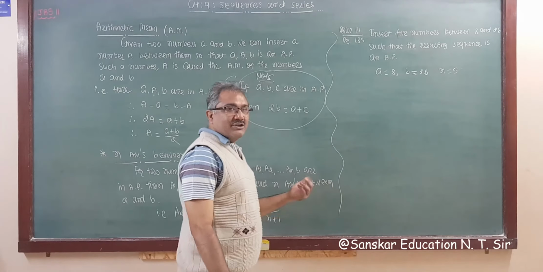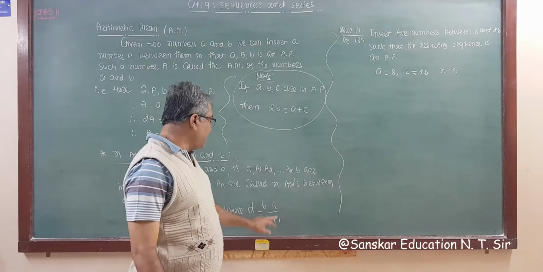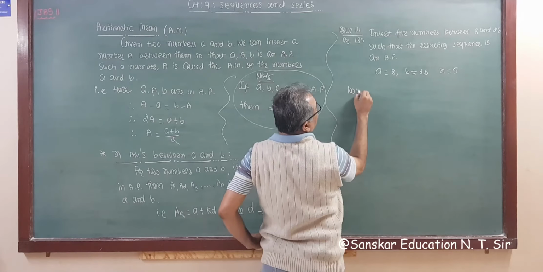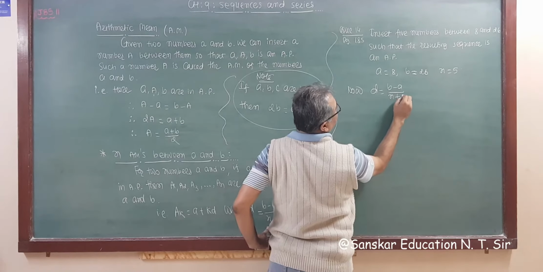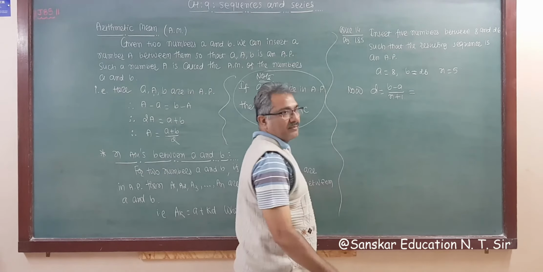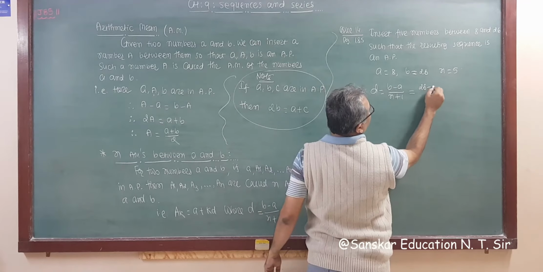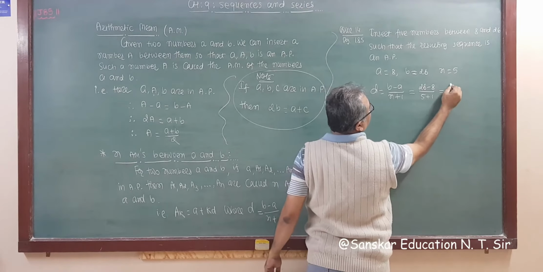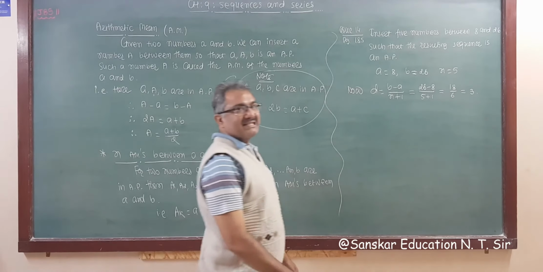As usual, as you know, we have to find out d first. So d is b minus a upon n plus 1. That is 26 minus 8 upon 5 plus 1, right, is 18 by 6, that is 3.